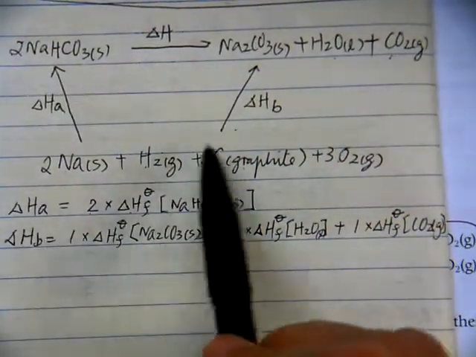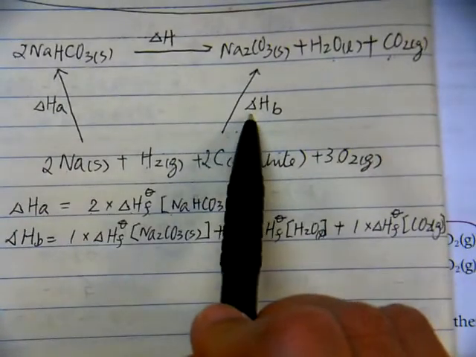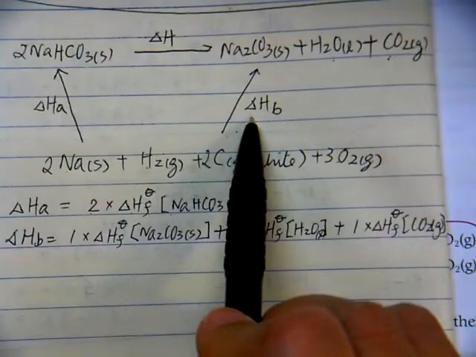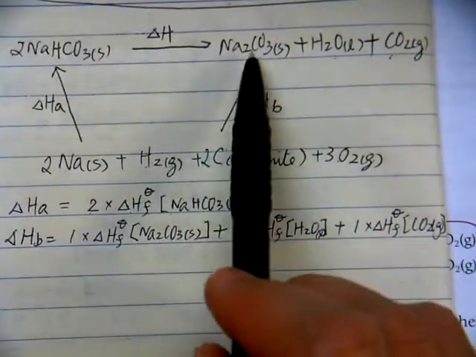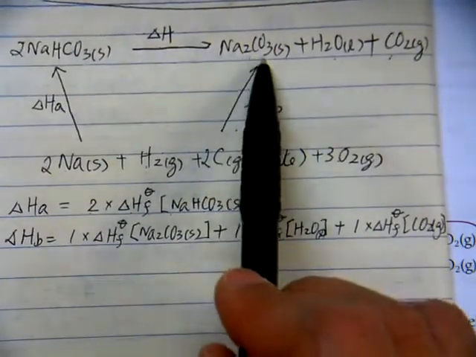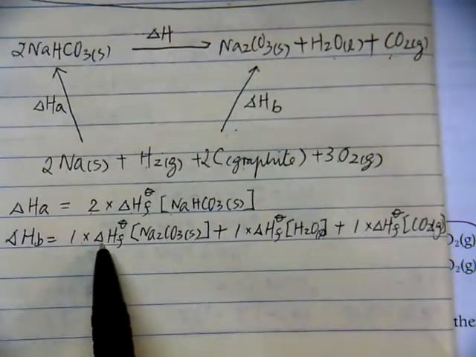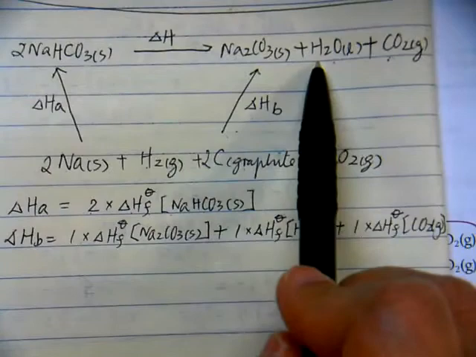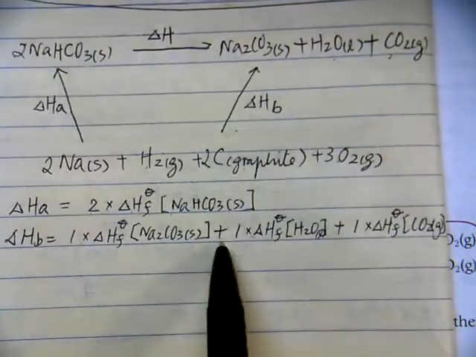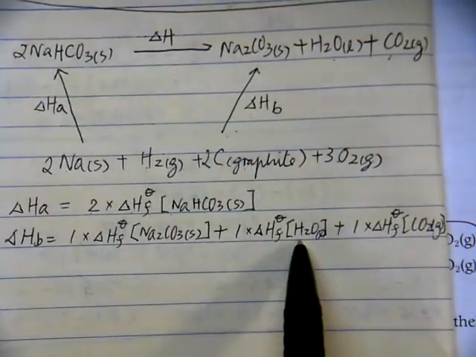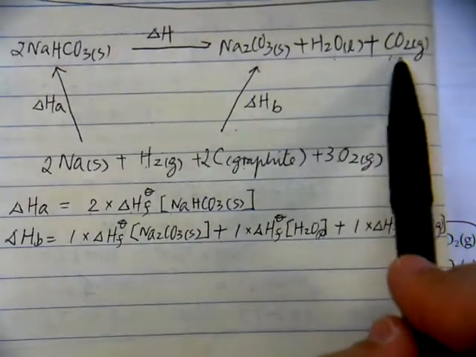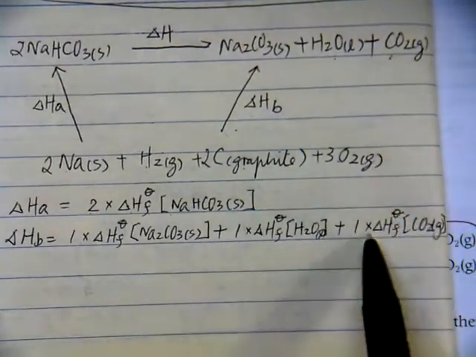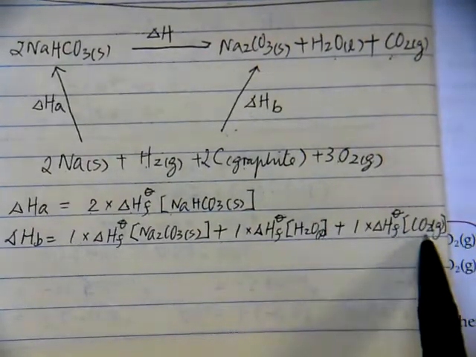Now, I repeat. For delta HB, there are 3 terms. You need to sum them up. The first one is the formation of sodium carbonate. 1 mole of it, 1 times this value, plus the formation of water, also 1 mole, so 1 times the formation of water, and also the formation of carbon dioxide. Again, there is only 1 mole, so 1 times this term. Understand?